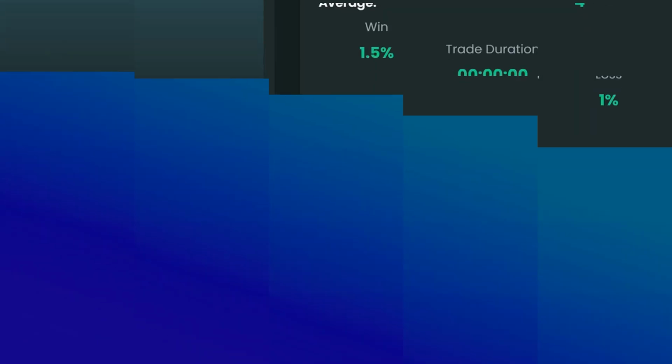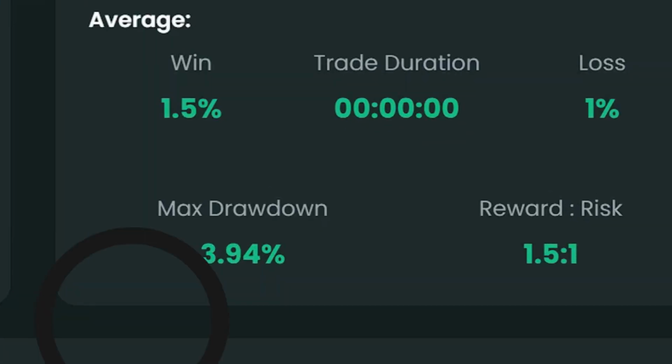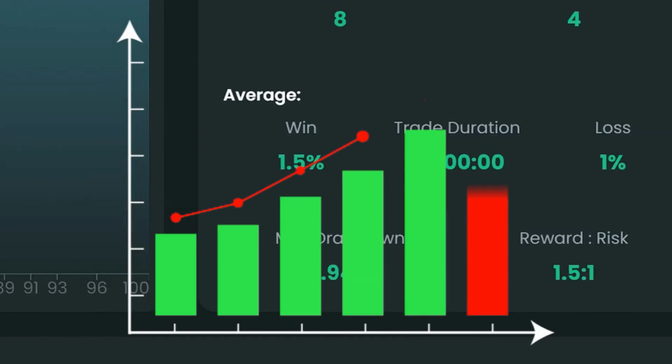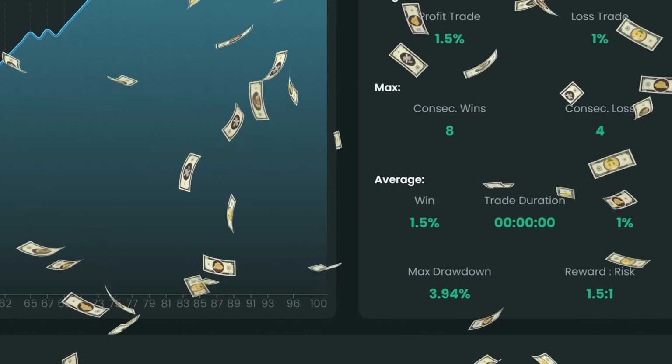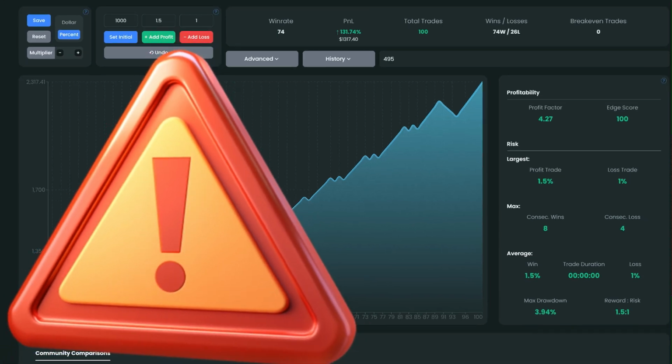Lastly, the max drawdown, which is the largest decline from a historical peak in your trading account, was 3.94%. This shows that the strategy doesn't put your trading account at too much risk. Overall, the backtesting results are promising, and they give us confidence that this strategy could be a reliable way to make money trading. Just remember, backtesting doesn't guarantee future success, so always keep an eye on your trades and manage your risk.